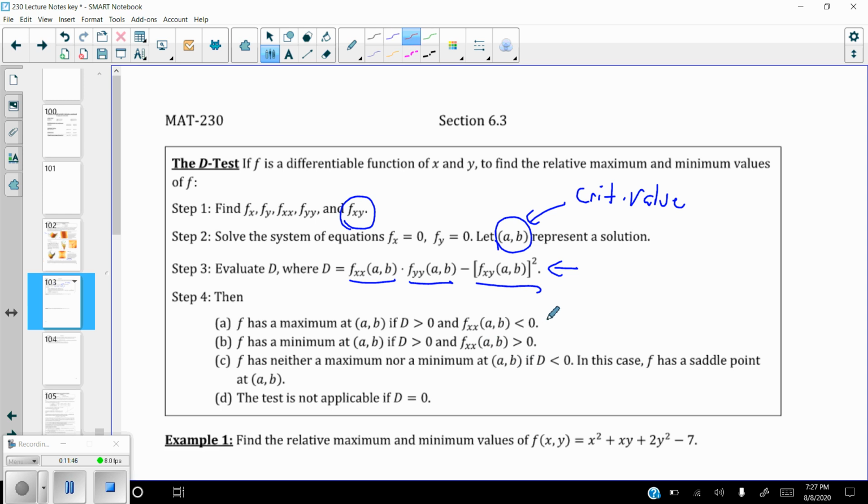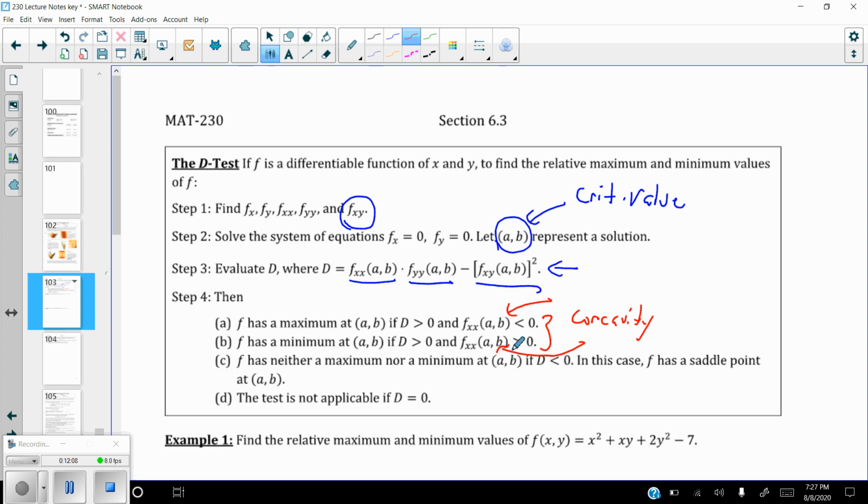Basically, these two things are like the concavity part. If you have a critical value and it's concave down, which would be the top one, part A, then it would be a max. If you have a critical value and it's concave up, which would be part B, then you have a min.